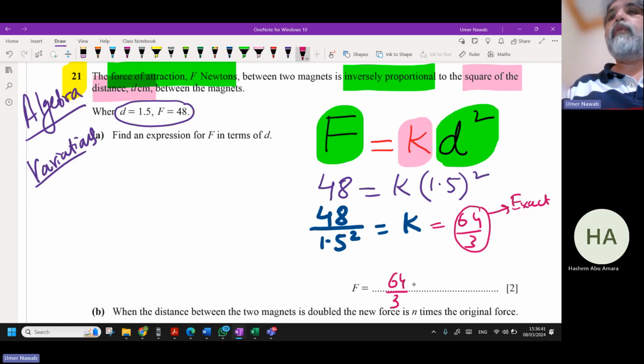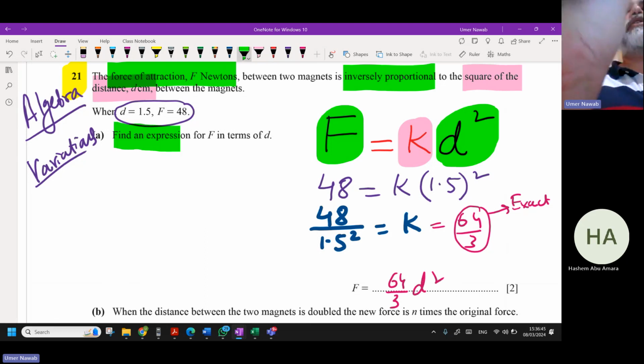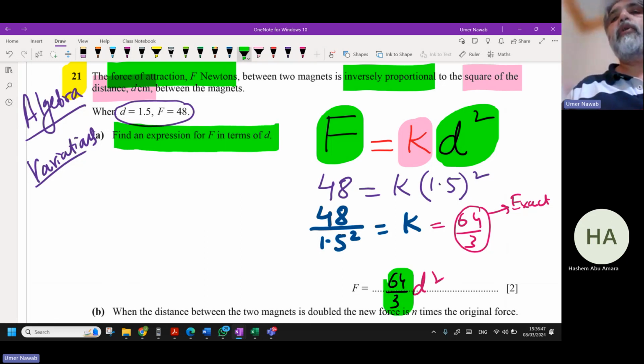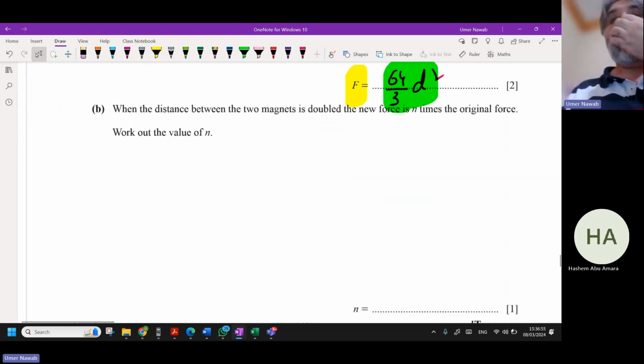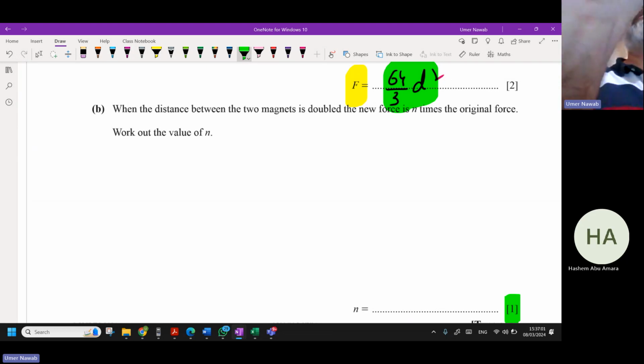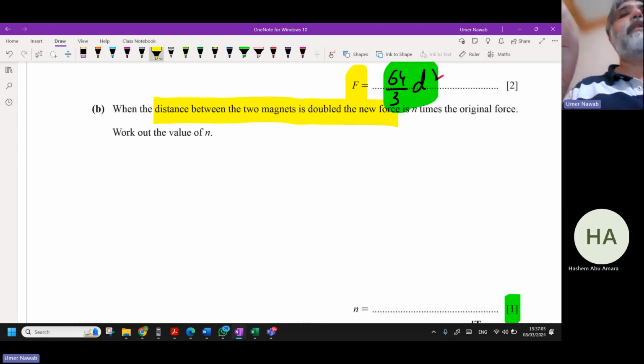Okay, 64/3. And what is the D? It is D squared. The examiner says, find an expression, write in terms of D. So I have written my F in terms of D as 64/3 D squared. Next question is very challenging. Although it has one mark, it is a very logical question. What is the logical question behind it? When the distance between the magnets is doubled, how will the original force react?